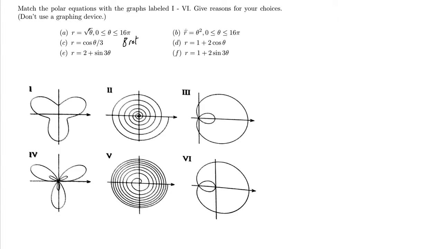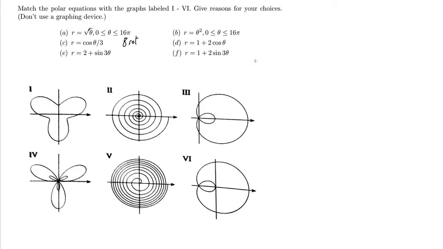In fact, I have b here, which is r equals theta squared. Okay, so that means the radius is longer than the size of the rotation. Okay, so which one looks like the radius is longer than the size of rotation?